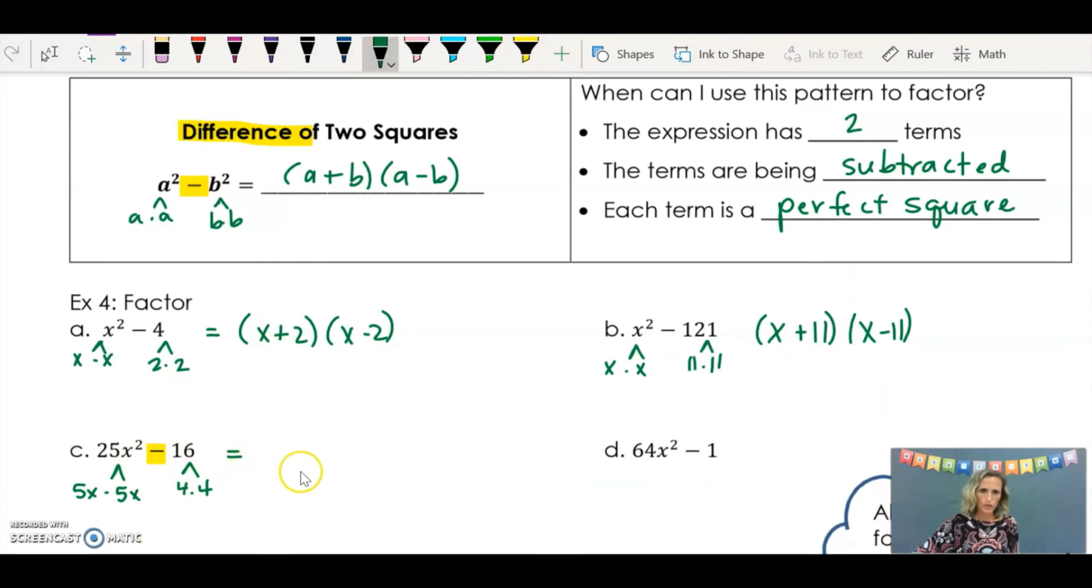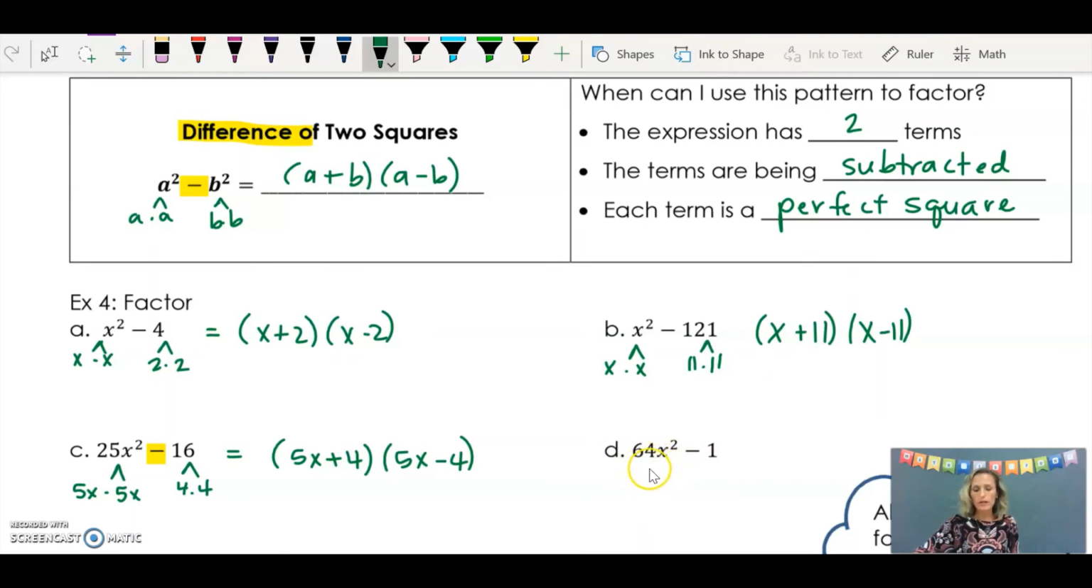So our two factors will be 5x plus 4 and 5x minus 4. It doesn't matter whether you put the positive factor at the front or the back. Order doesn't matter because multiplication is commutative. All right, last one in this group, we have 64x squared minus 1.